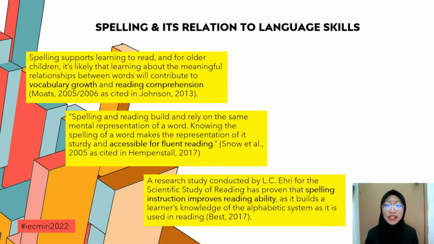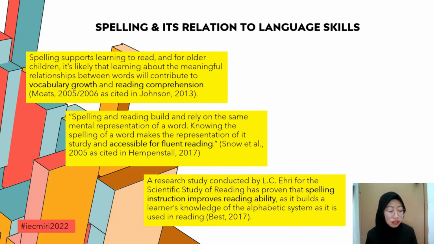Let's get to know spelling and its relation to language skills. Poor spelling can interfere with our basic ability to communicate and literacy development, as spelling and reading skills are closely related. For young children, research clearly indicates that spelling supports learning to read, and for older children, it's likely that learning about the meaningful relationships between words will contribute to vocabulary growth and reading comprehension. Teaching young learners the strategies, rules, and concepts to grow the spelling and vocabulary knowledge benefits them in all aspects of their learning, as well as in their everyday life.